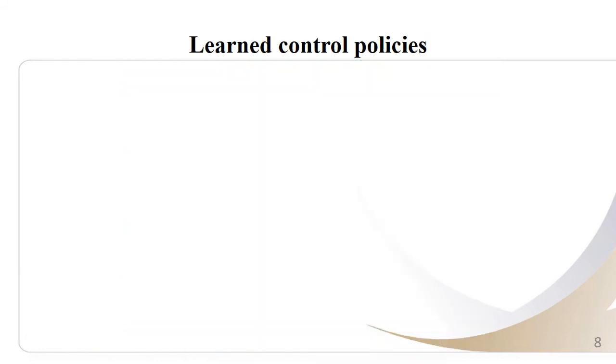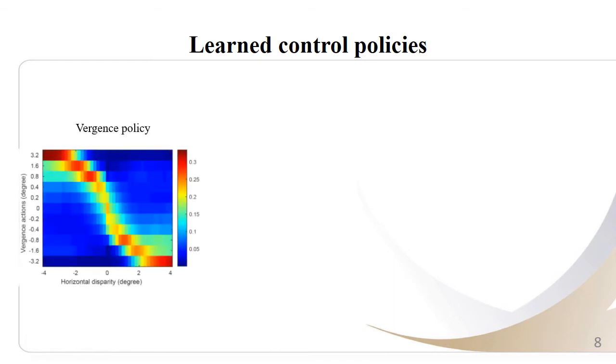Here we show some results of learned control policies. This figure shows the probability of vergence actions as a function of horizontal disparity. What we observed is that in most of the cases, horizontal disparity can be cancelled within one vergence action.